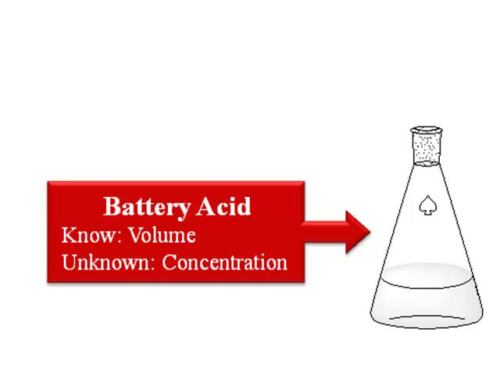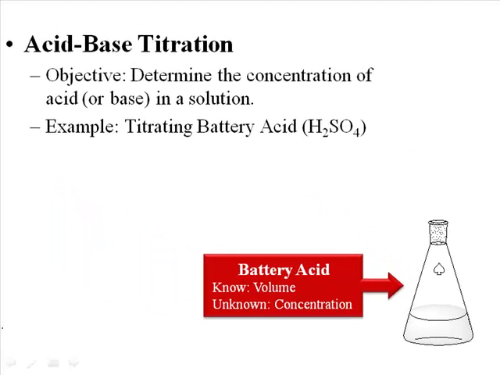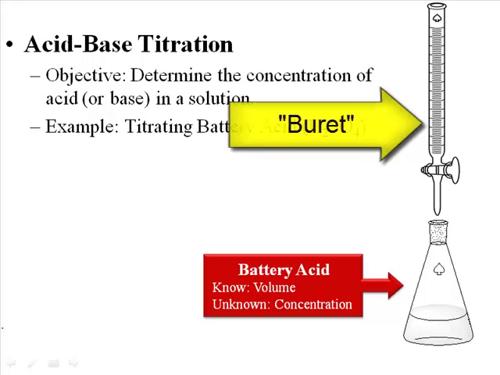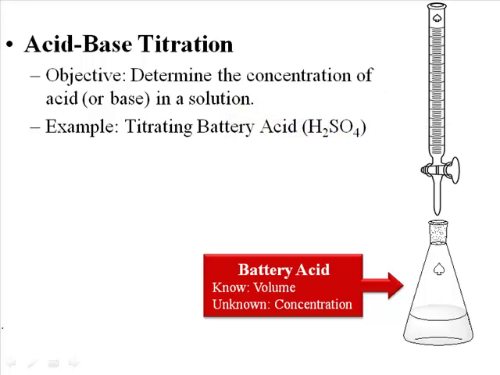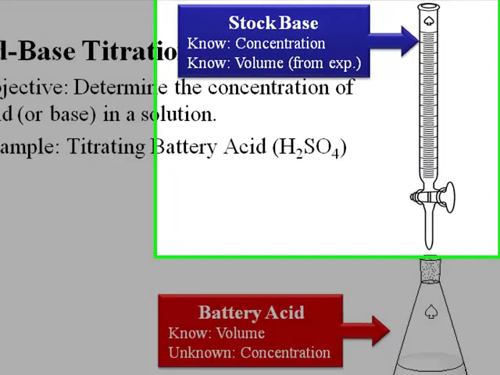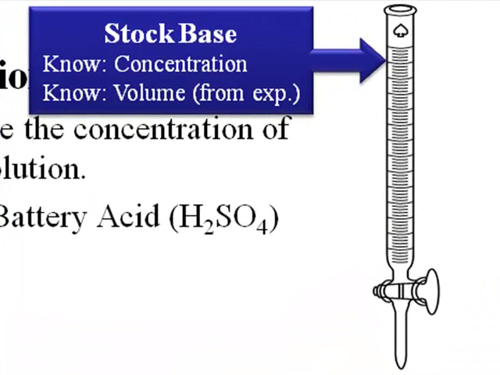The other important part of doing a titration is a specialized piece of glassware called a burette. A burette is essentially a long piece of glass that allows us to put liquid in and measure how much is added by dropping it out the bottom. If we want to titrate the battery acid, what we'll do is react the battery acid with a base. The base we'll be using in lab is KOH, or potassium hydroxide.